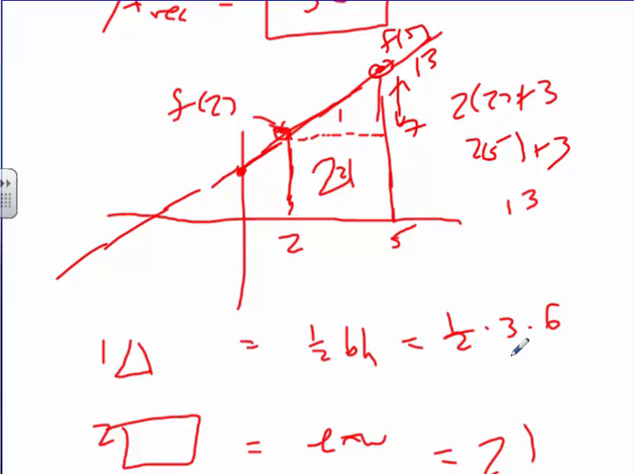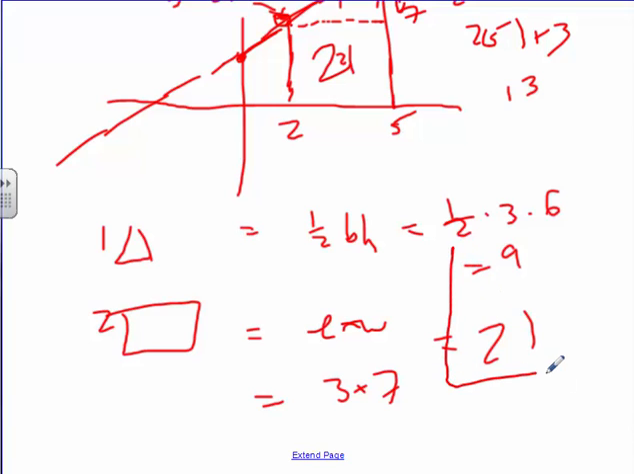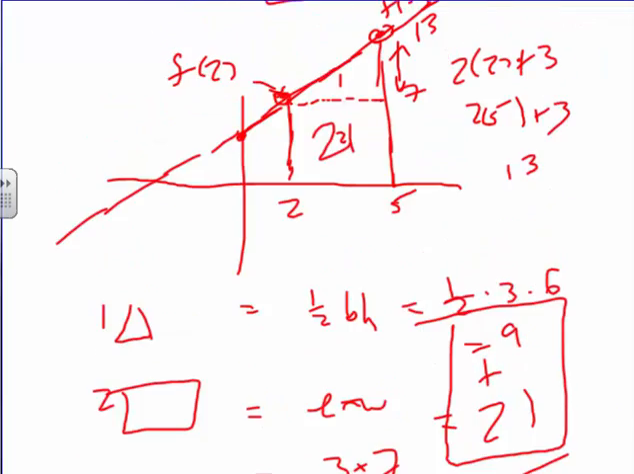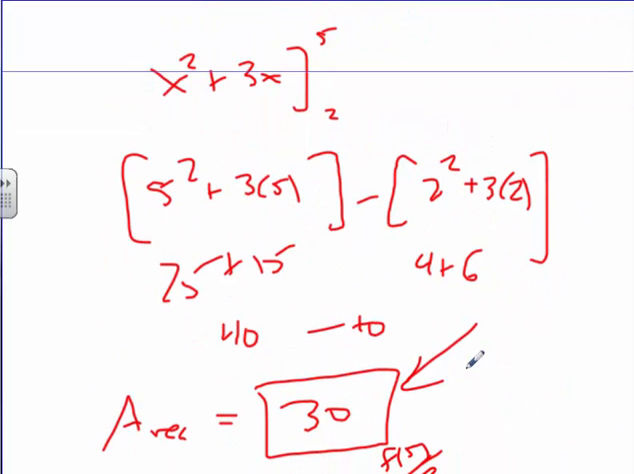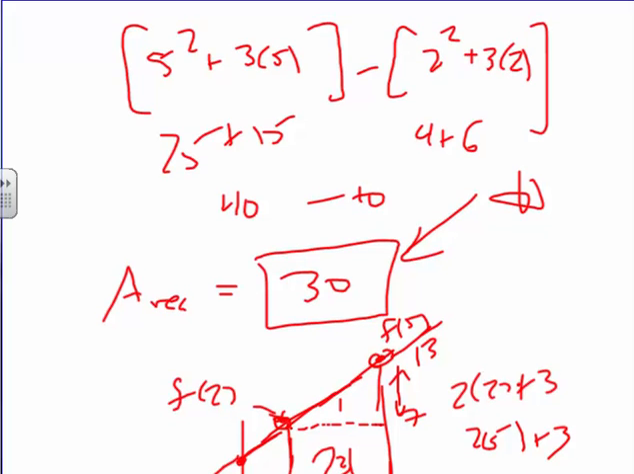So 3 times 6 is 18. Cut in half should give you 9. Well, if one box is 9 and the other box is 21, if I were to add them together, that would give me 30, which is exactly what I got right here. So now this is a nice little proof for how shapes work.